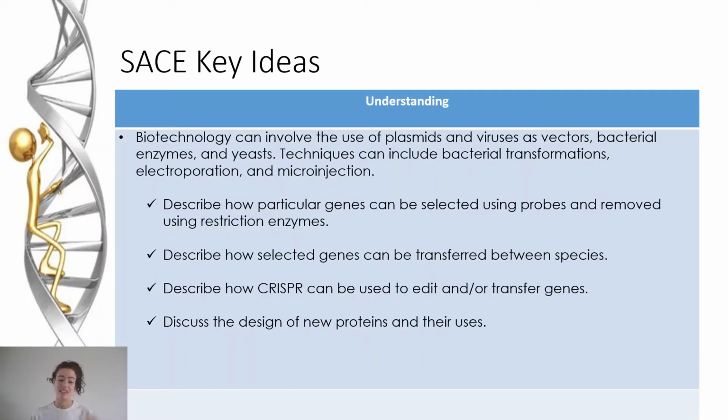So this really relates to the previous chapter as well, chapter 1.7. So you need to be able to describe how particular genes can be selected using probes and removed using restriction enzymes. Describe how selected genes can be transferred between species. Describe how CRISPR can be used to edit and/or transfer genes, and discuss the design of new proteins and their uses.